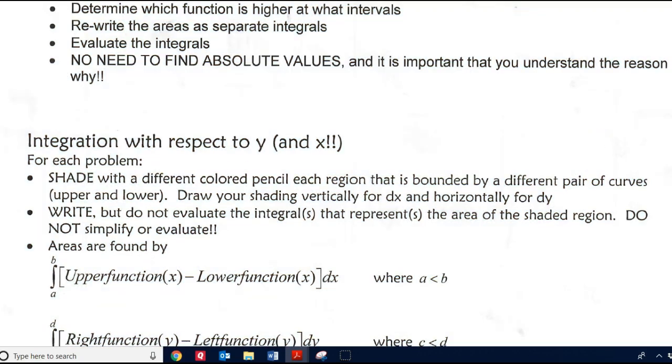All you have to do today is write the integrals. You don't have to evaluate them. Just set them up. All right?